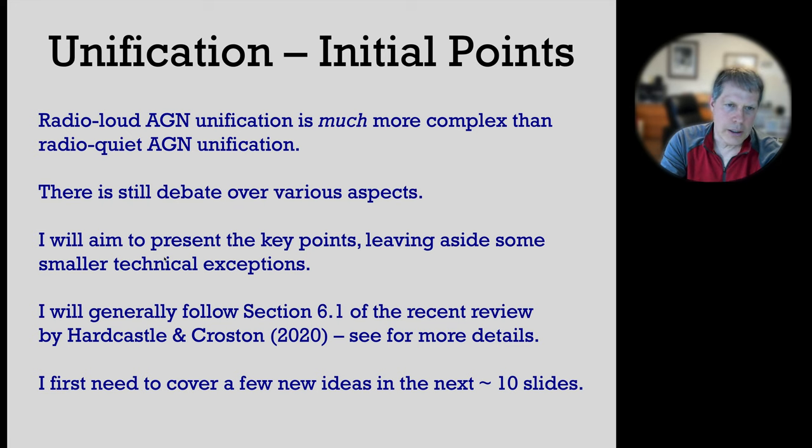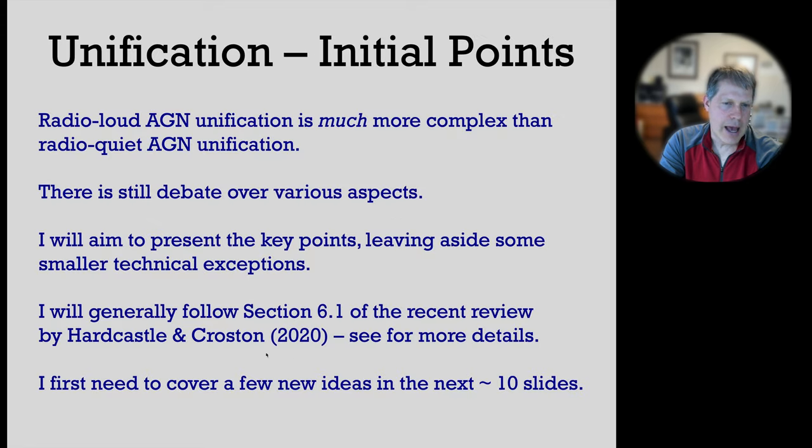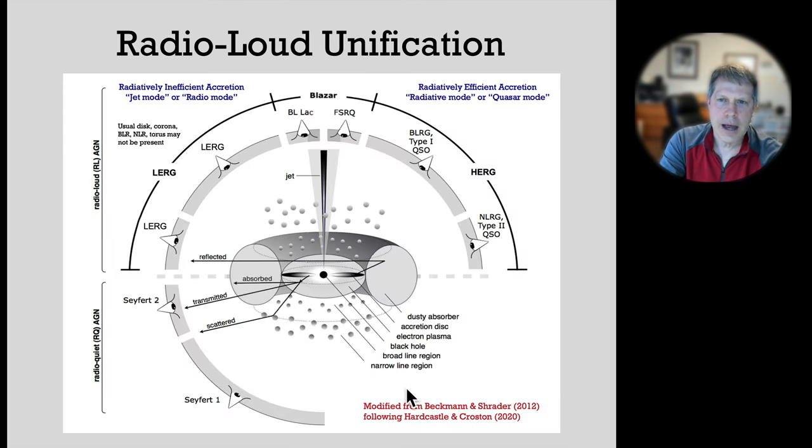So what I will aim to do here to keep this manageable is I will aim to present the key points, leaving aside some smaller technical exceptions. And I am generally going to be following section 6.1 of the recent review by Hardcastle and Croston in 2020, and I refer you to that paper in that particular section for some more details. Now, before I can even start talking about all these unification ideas properly, I'm going to have to spend about 10 slides covering a few new ideas that I have not yet introduced, and so I'm going to do that, and then we'll come back and talk about this diagram more.